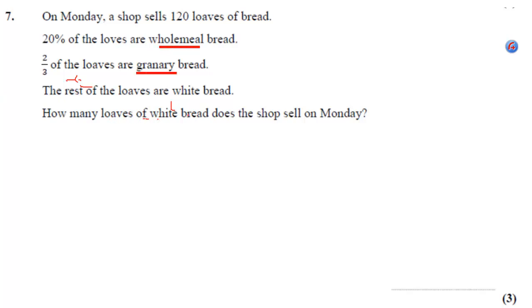Okay, so we have wholemeal, granary, and white bread. The rest of them are white bread. 20% of the loaves are wholemeal. 2/3 of the loaves are granary bread. The rest of them are white bread. It wants us to work out how many white bread did the shop sell.